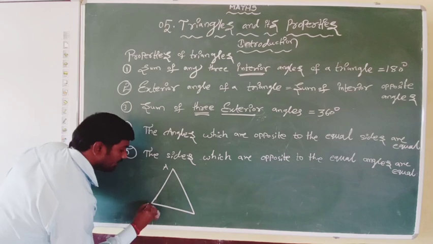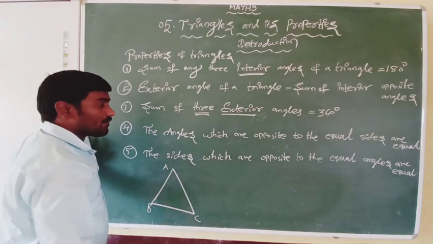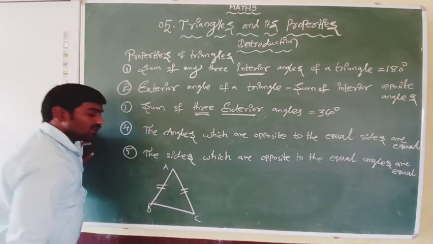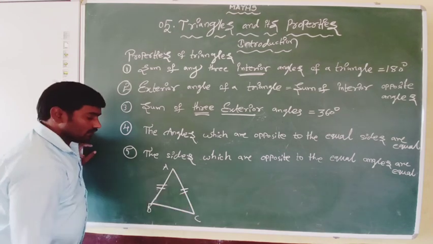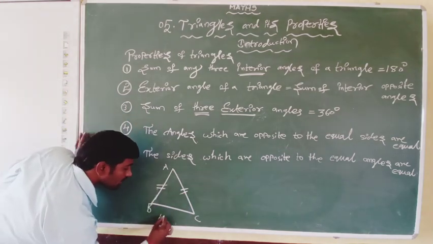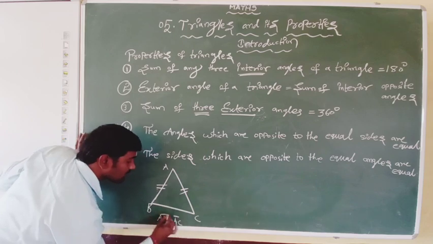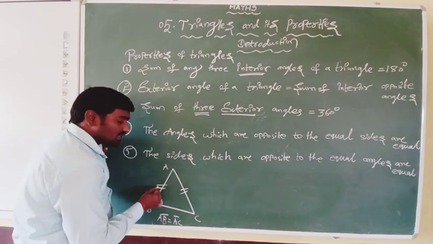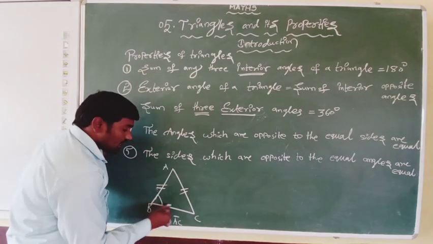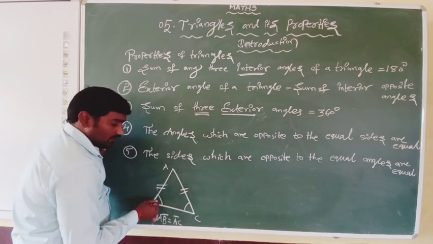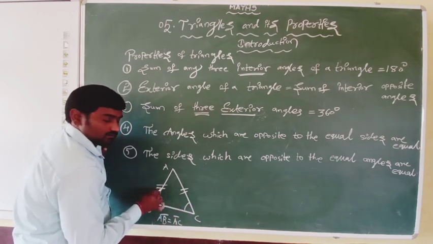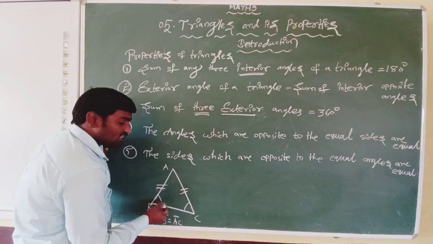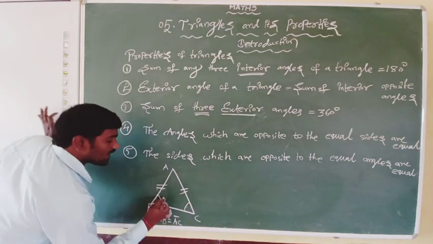Suppose here I have taken triangle ABC. What happened here? The angles which are opposite to the equal sides. Suppose in this triangle, these two sides are equal, where side AB is equal to side AC. Then what happens? See that, if these two sides are equal, then these are the angles which are opposite to these two equal sides. Hence, these two angles are also equal.